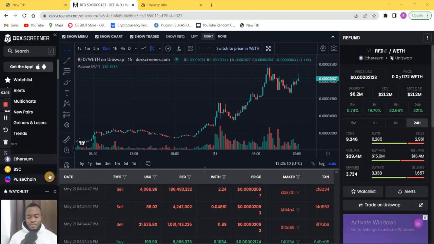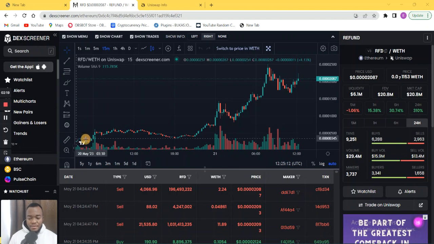Let's go. So this is how to trade new memecoins. I'm not going to waste our time here. I'm just going to teach you the simple things, and this is not complex. It's just a simple thing you need to know.